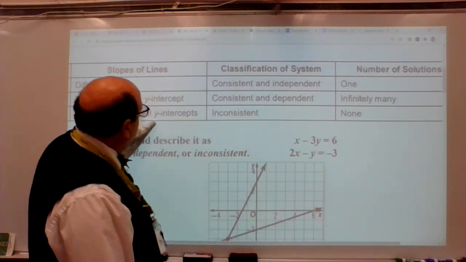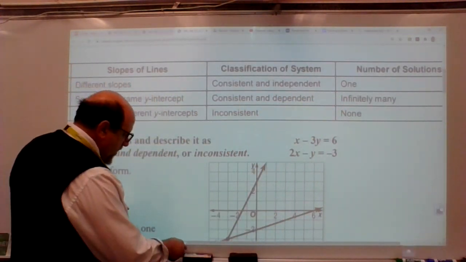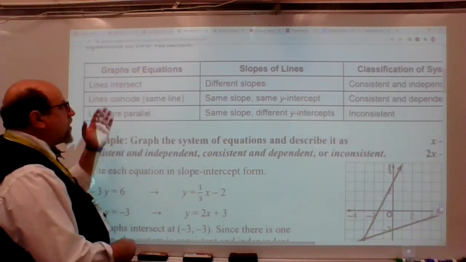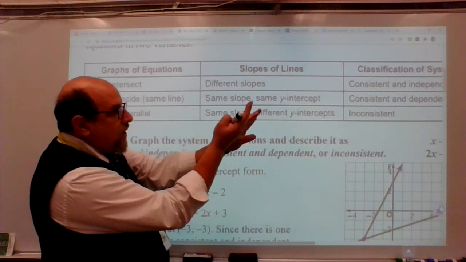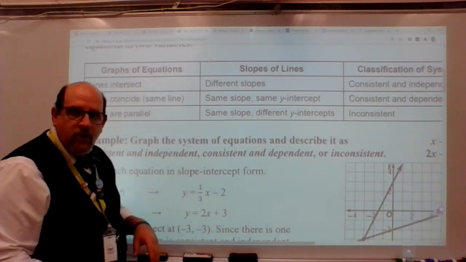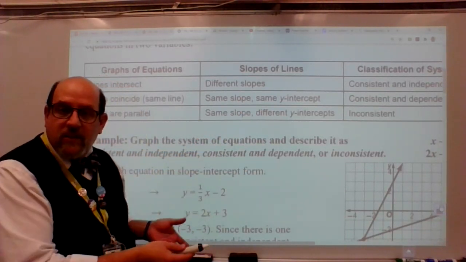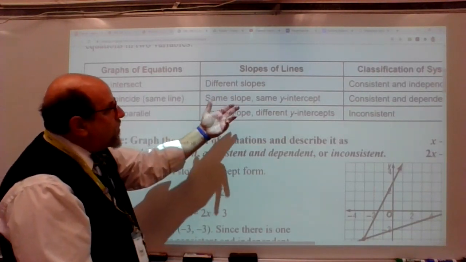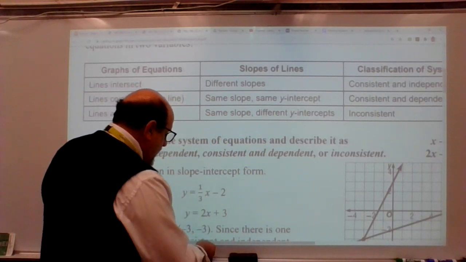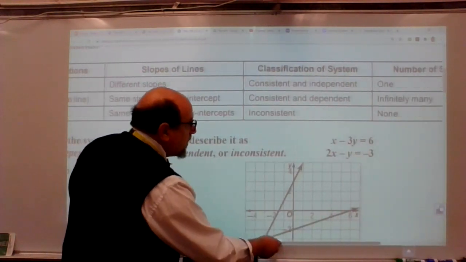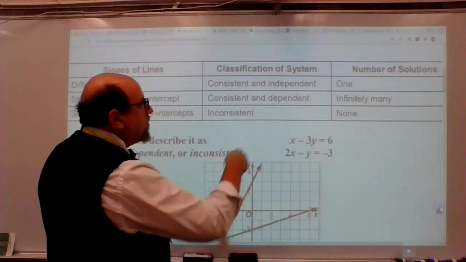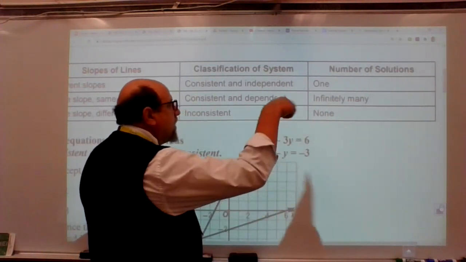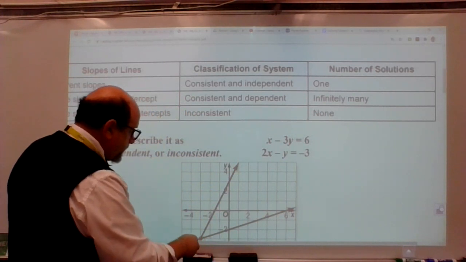Okay? So the next thing is, if they are the same line, or the lines coincide, they exist on the same line with each other, you solve it and it comes out to be the exact same equation. Then they have the same slope and the same y-intercept, and they are also consistent because they come together, and they are dependent on one another, right? And that means they have infinite solutions.